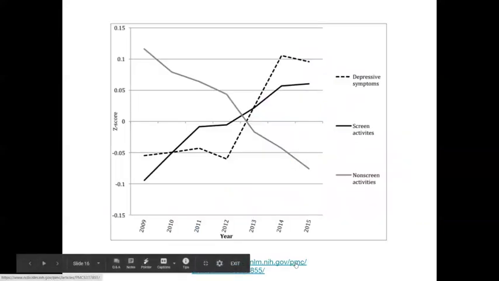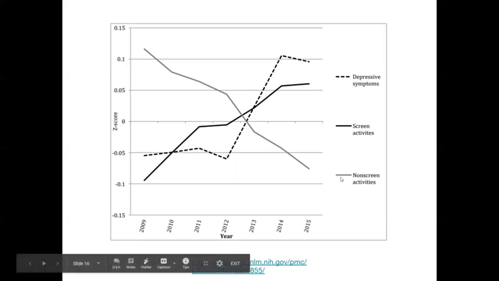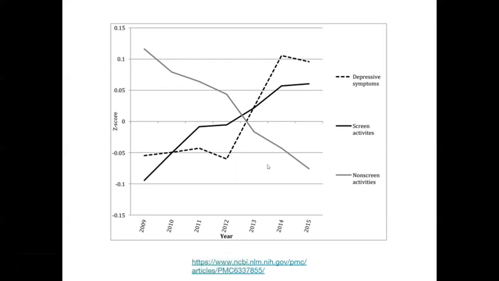Here's the major study from a few years ago about the correlation between depressive symptoms and screen activities. So the authors point to this correlation, right? As screen activities rise, depressive symptoms have a higher Z-score, versus non-screen activities, right? Things that don't require a screen. So we would say those are correlated.